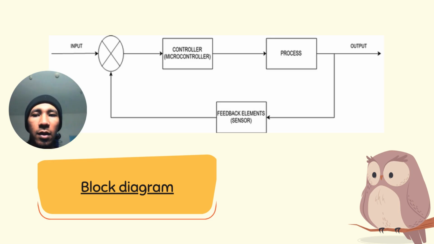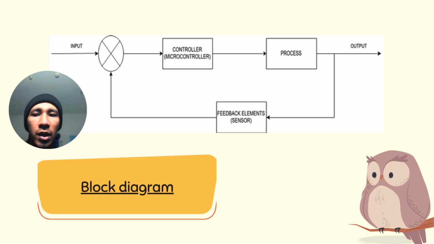And then comparison. The circle with X represents the error detector. It compares the input with the feedback signal and calculates the error. And then microcontroller, the controller receives the error signal and decides how to adjust the system to minimize the error.